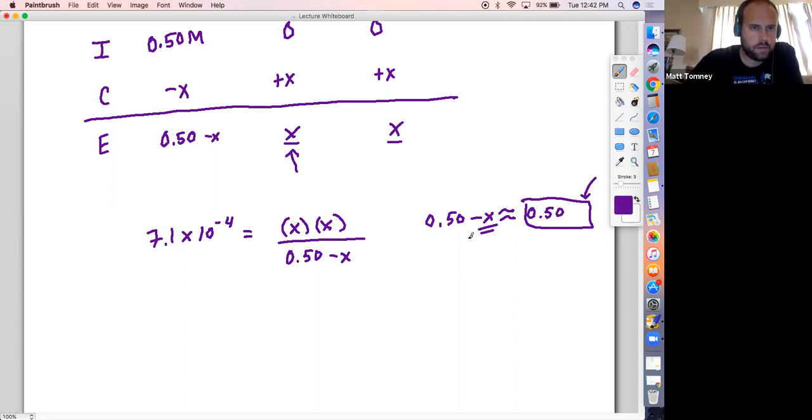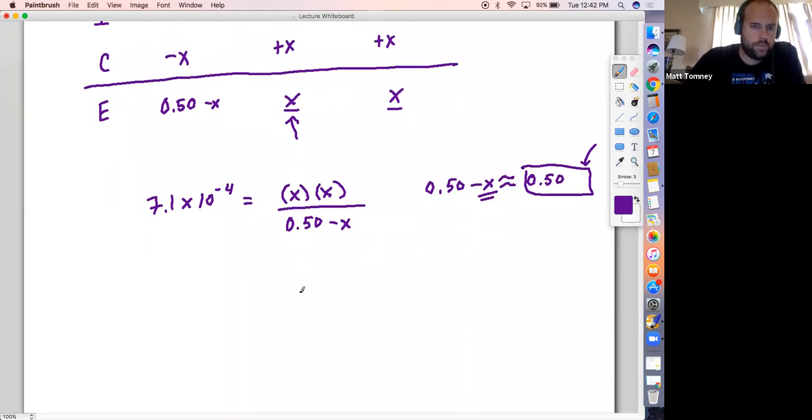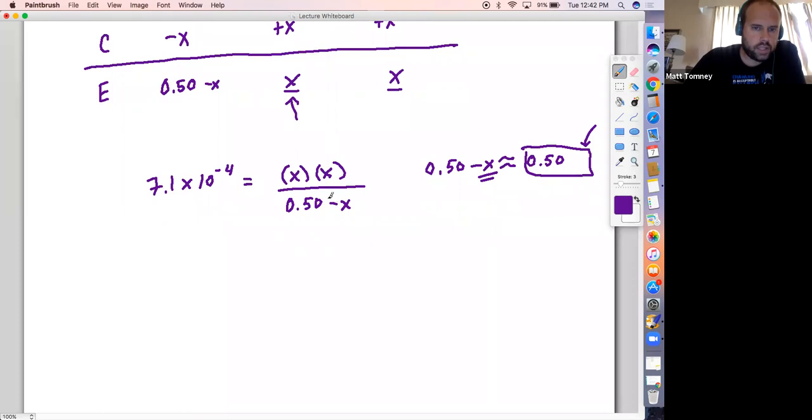Everybody with me so far? All right, feel free to break in if you have a question at some point. So what we'll do is move forward and say, all right, let's toss this out and assume that it's very small. Now that doesn't mean you toss it out at the top, right? So what you end up with is 7.1 times 10 to the negative fourth equal to x squared over 0.50. So now all I have to do is some algebra.